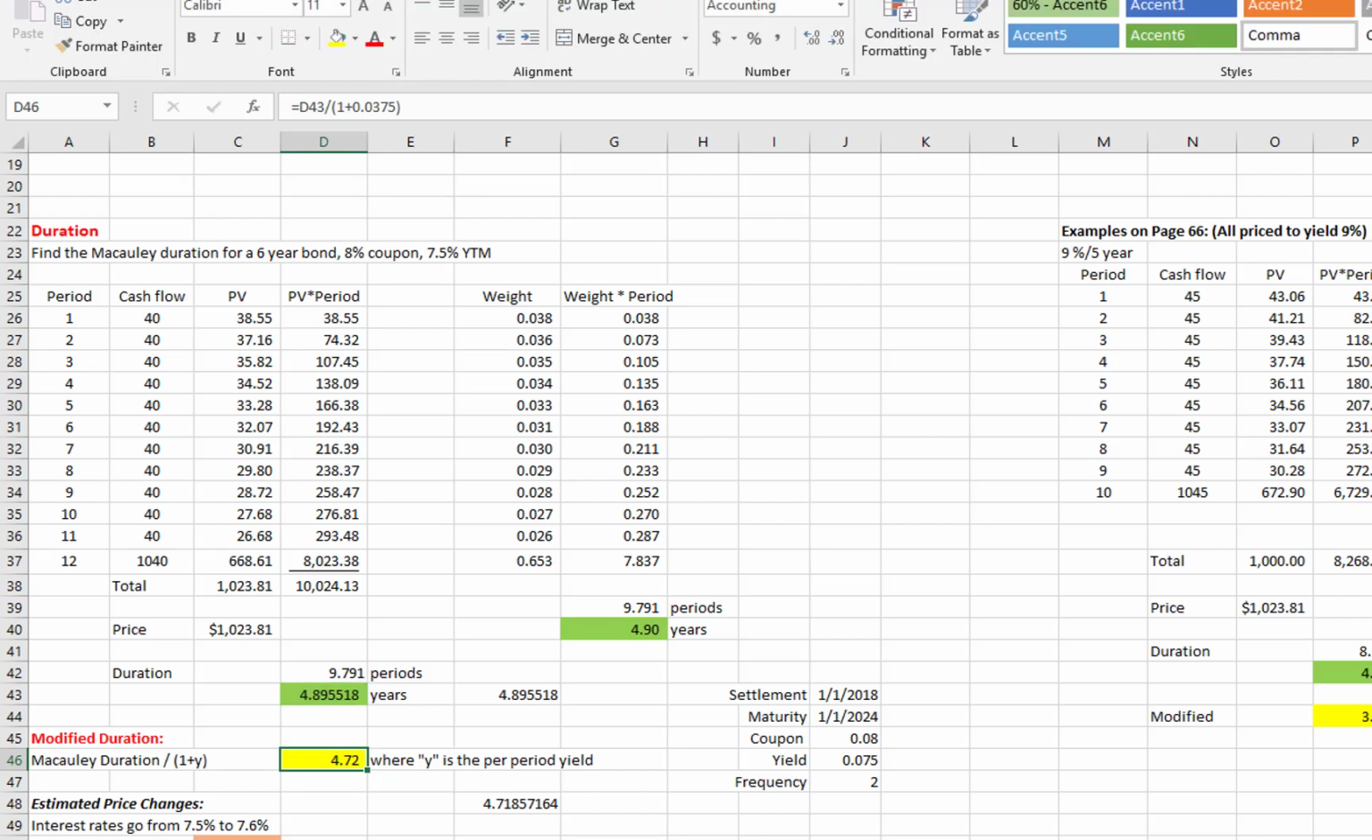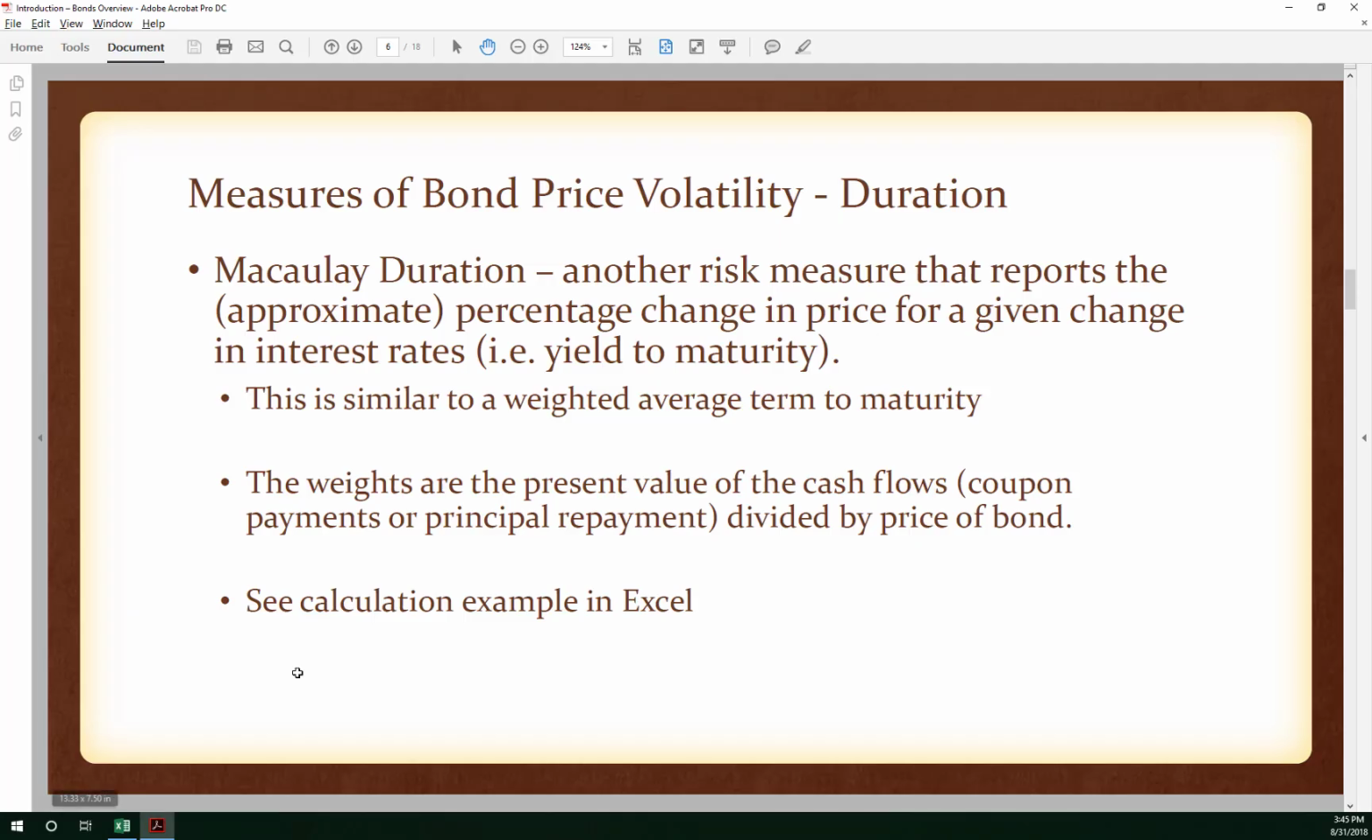In the next video we'll pick up with how do we use that measure. What does it mean and how can we use it? So I'll see you then.